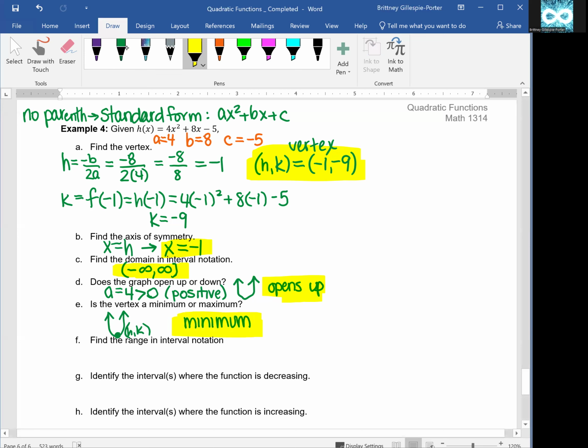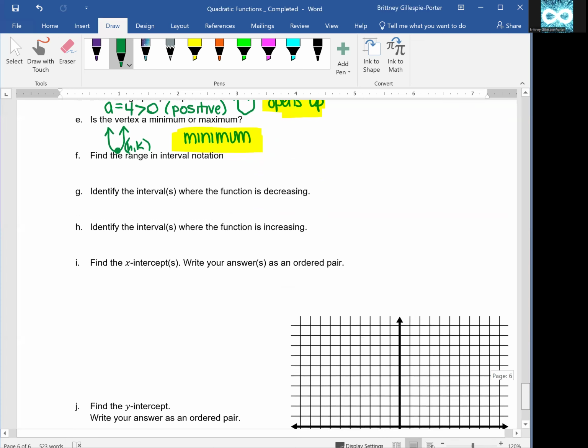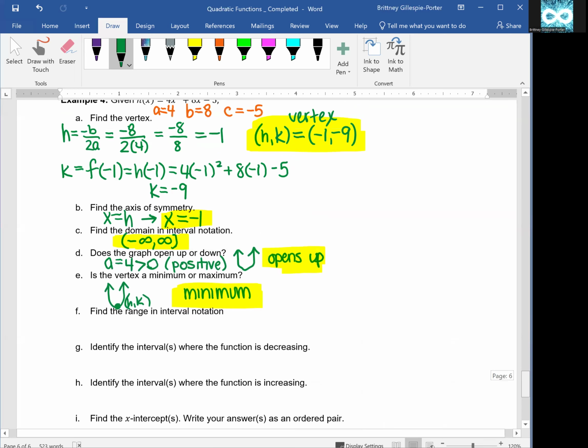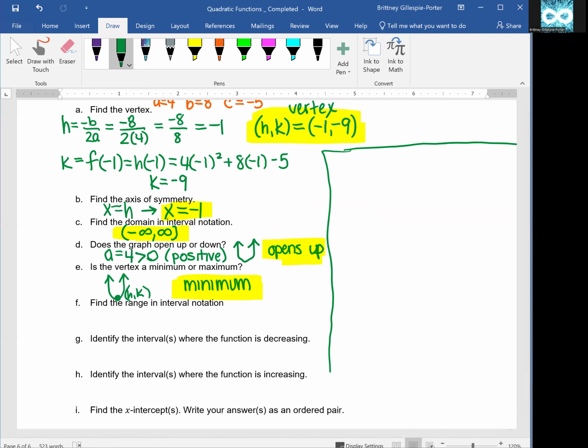I'm going to skip my range and increasing, decreasing for a little bit until we look at the graph. If you want to know how to do that without looking at the graph, watch the videos where we cover only the function, not graphing. Okay. We're going to do x-intercept, and to do that, I'm going to do my work over on the side because I know that it got really crowded last time.